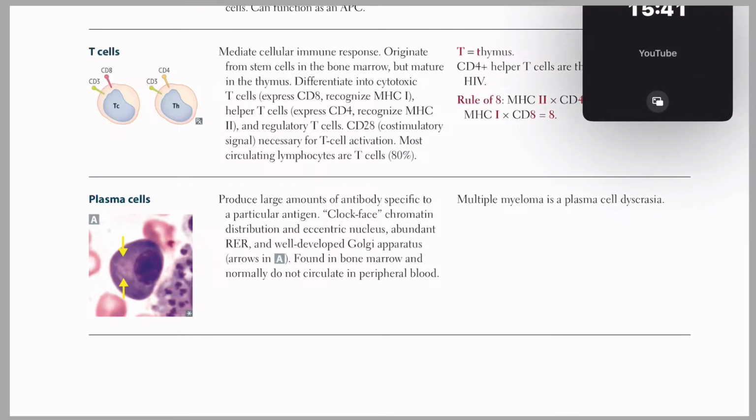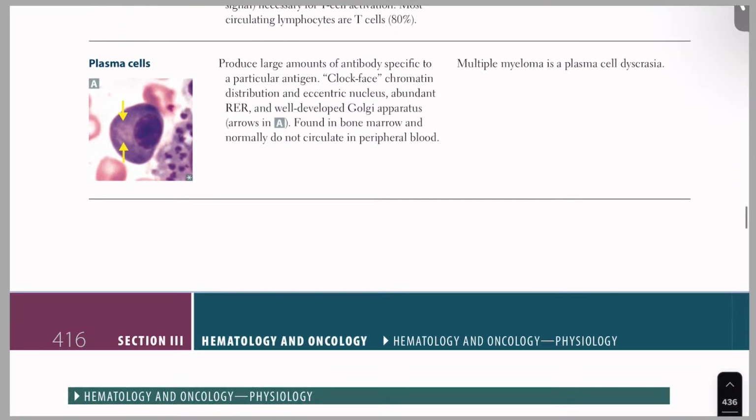Plasma cells produce large amount of antibody specific to a particular antigen. Clock face chromatin distribution and eccentric nucleus, abundant rough endoplasmic reticulum and well-developed Golgi apparatus, arrows in A. Found in bone marrow and normally do not circulate in peripheral blood. Multiple myeloma is a plasma cell dyscrasia.